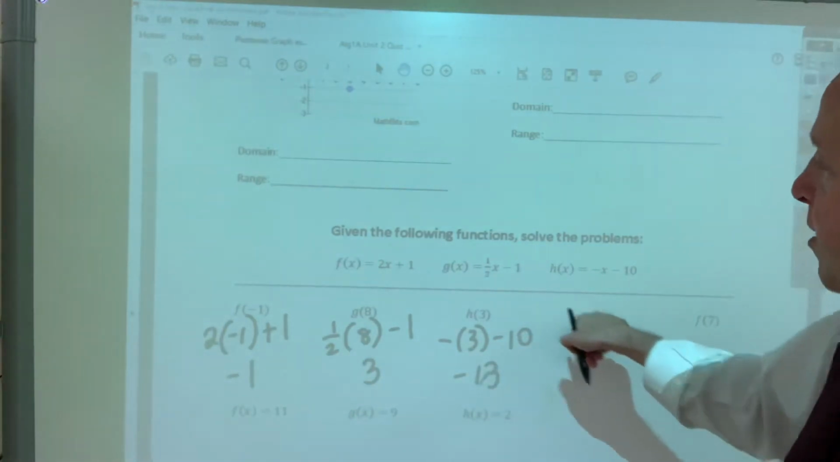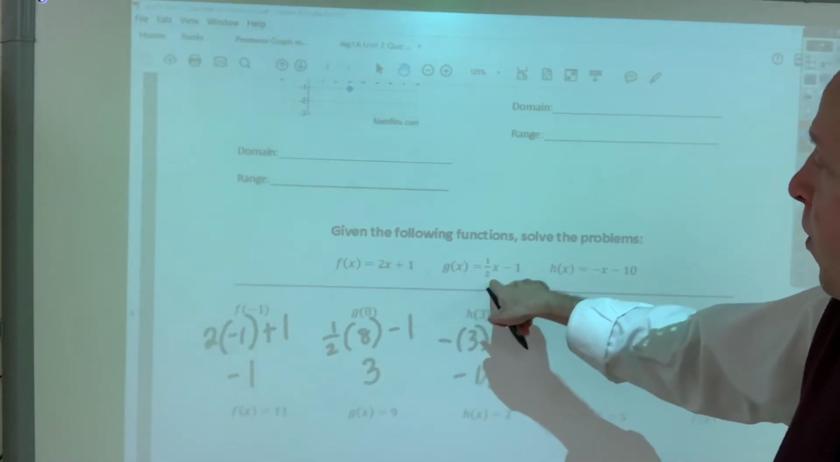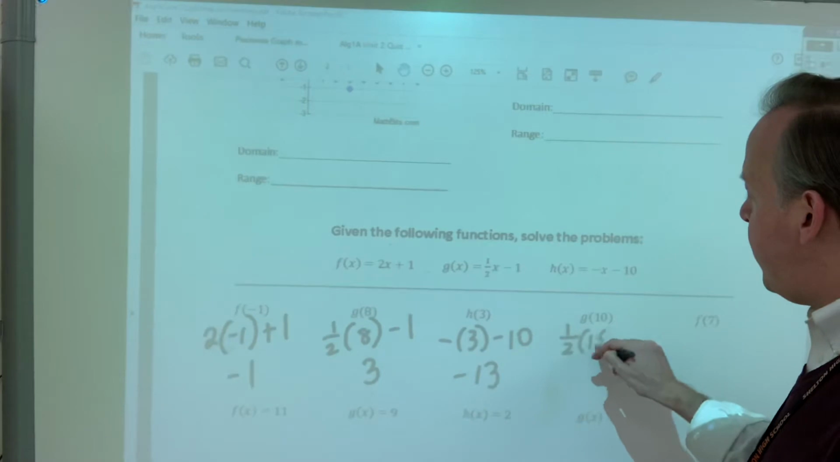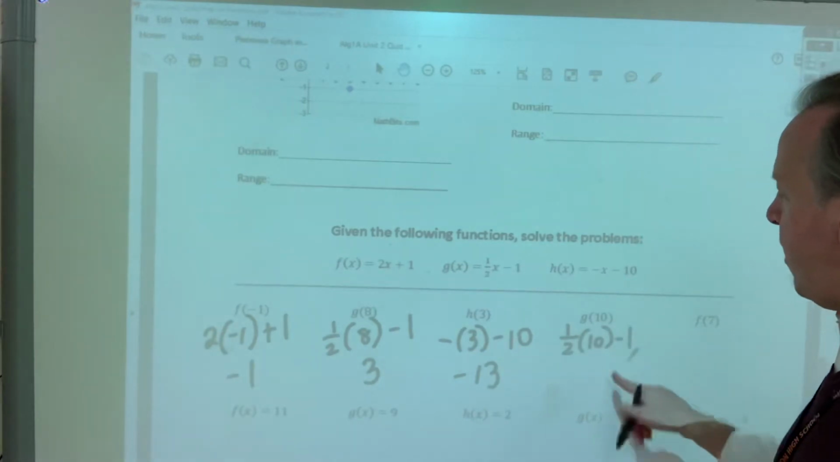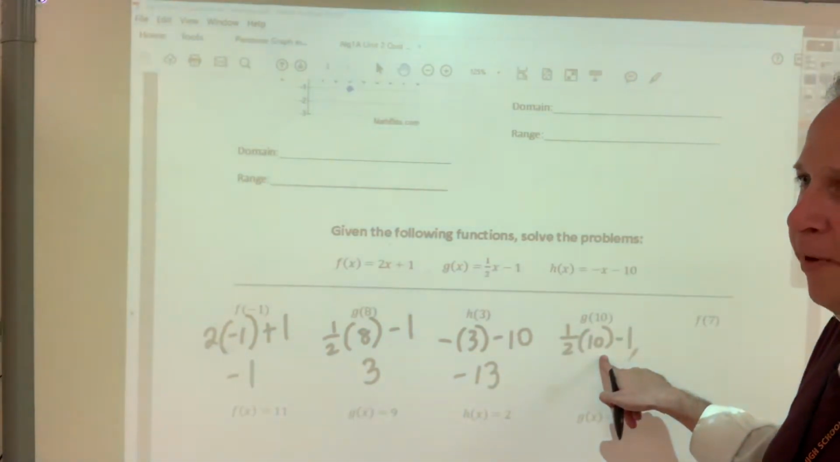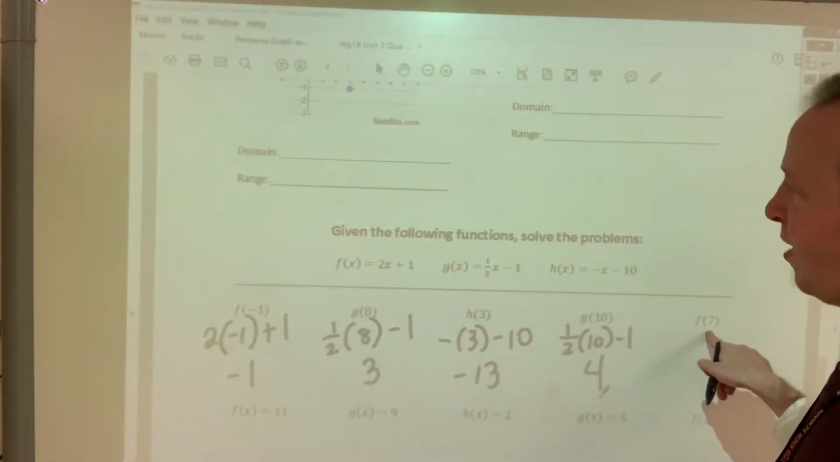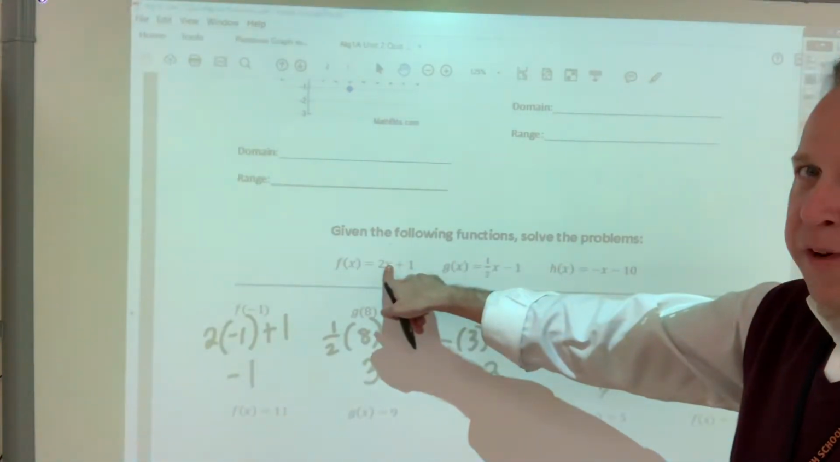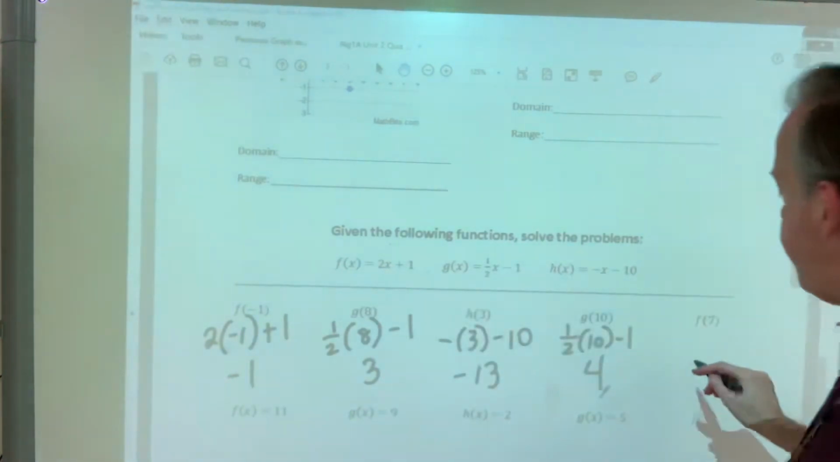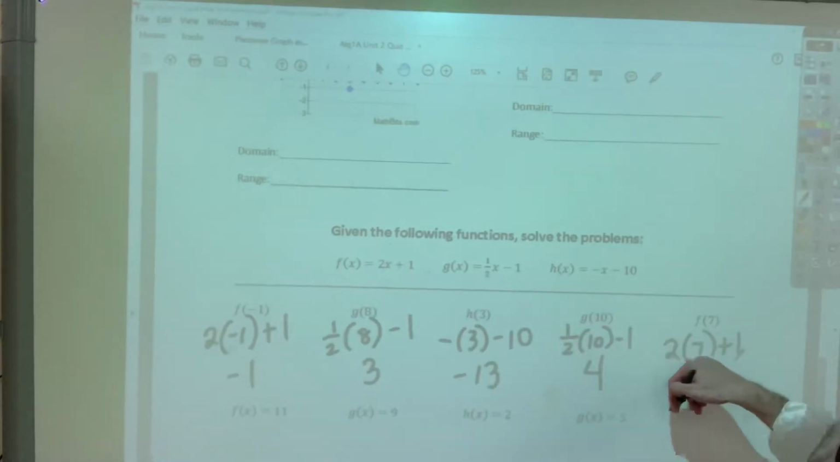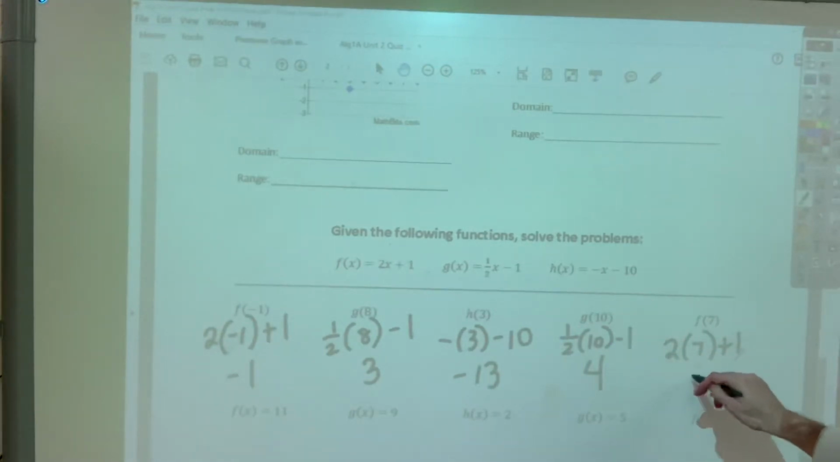g of 10. Back to the g function. 1/2 x minus 1. So it's 1/2 of 10 minus 1. Half of 10 is 5, and 5 minus 1 is 4. f of 7. Use the function for f of x, 2x plus 1. 2 times 7 plus 1. 2 times 7 is 14, and 14 plus 1 is 15.